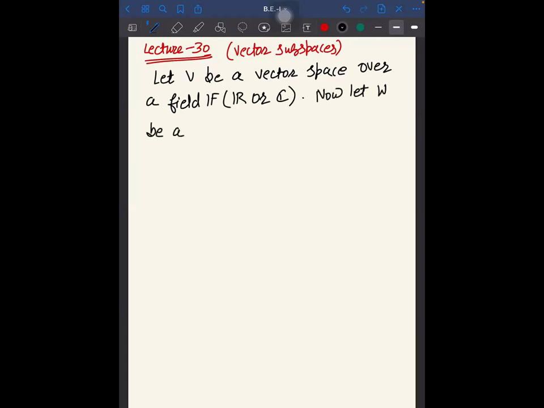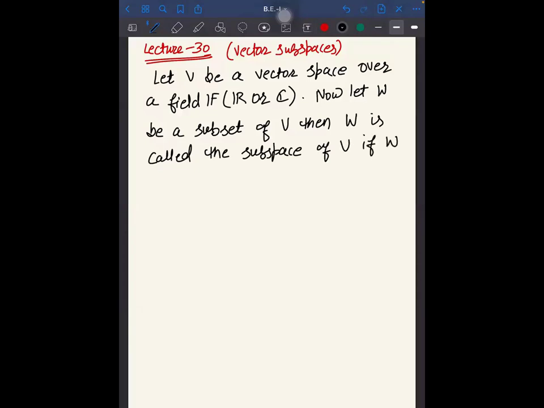Let W be a subset of V. Then W is called a subspace of V if W itself is a vector space over the same field F. So in other words, W will be a subspace of V if W is a subset of V, and W should itself be a vector space. That means it should satisfy all those properties of a vector space.